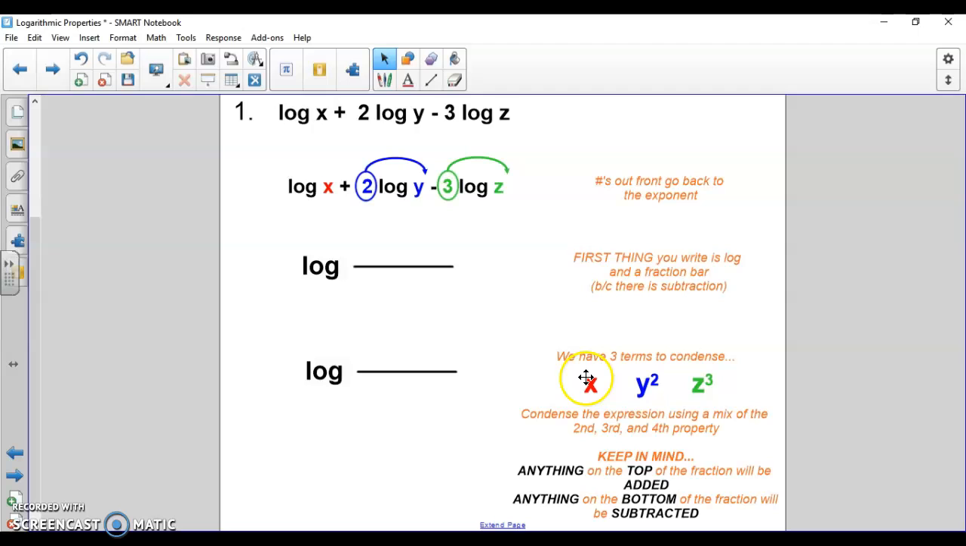So log of x is positive, so I'm putting it up top. Y squared is another term. It's positive, so I put it up top. Z cubed, it's negative or it's being subtracted, so I put it on the bottom. That's it. That's my answer. Positive up top, negative on the bottom. Okay?